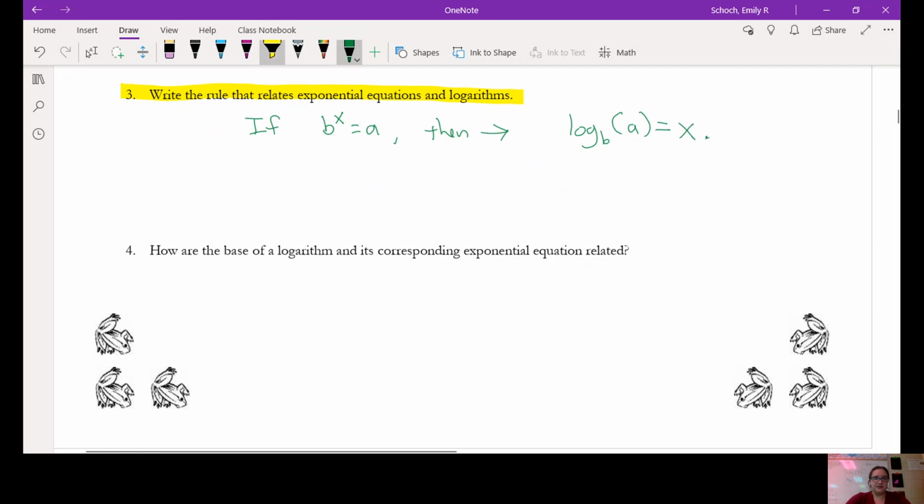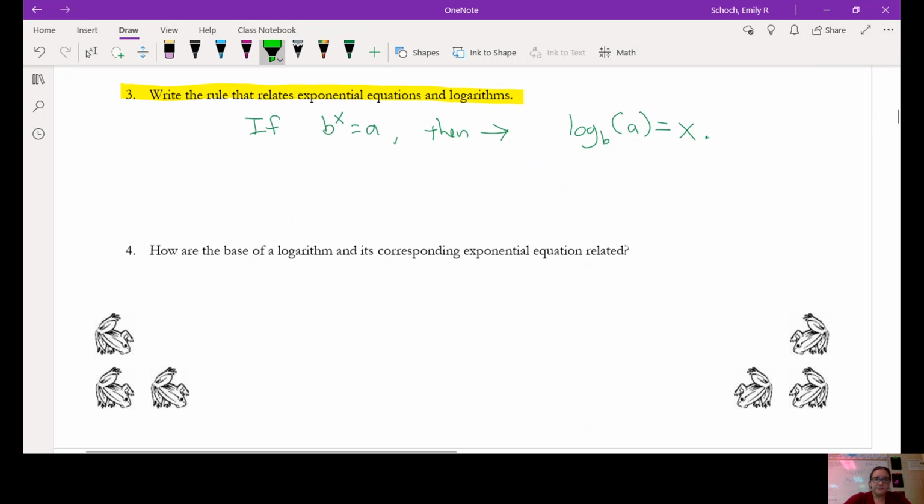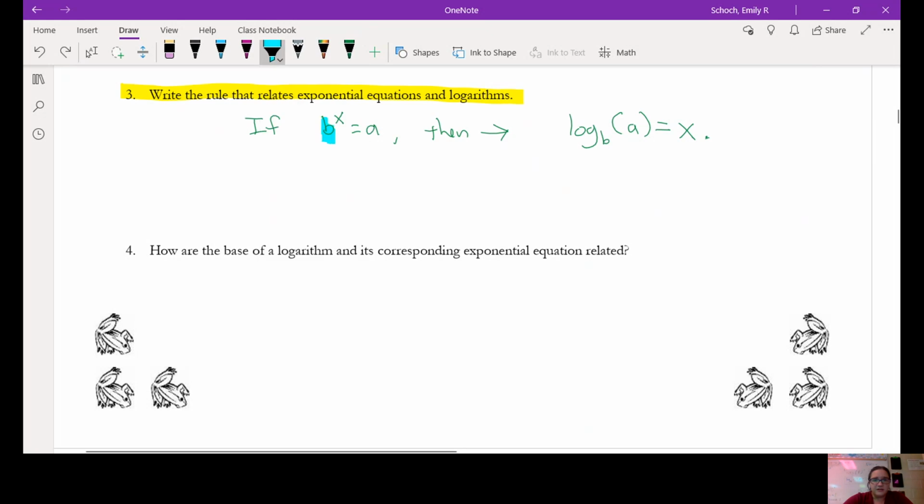So let's use some color there to help you see what's going on. I'm going to start with my base. It's not going to be green because that's real hard to see on that green. So my base will be this color.